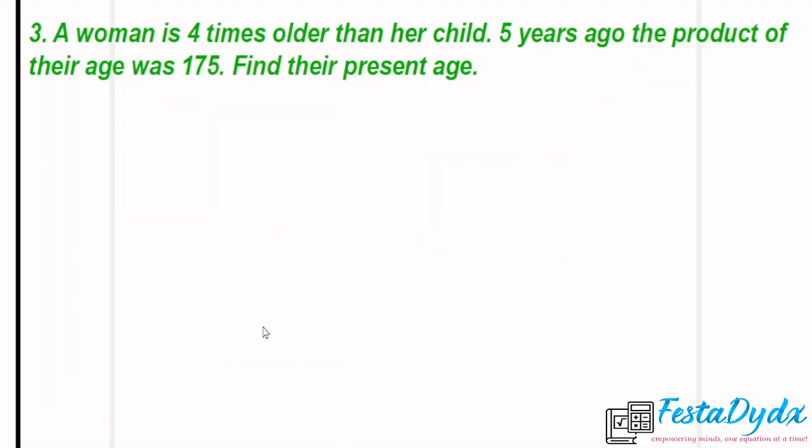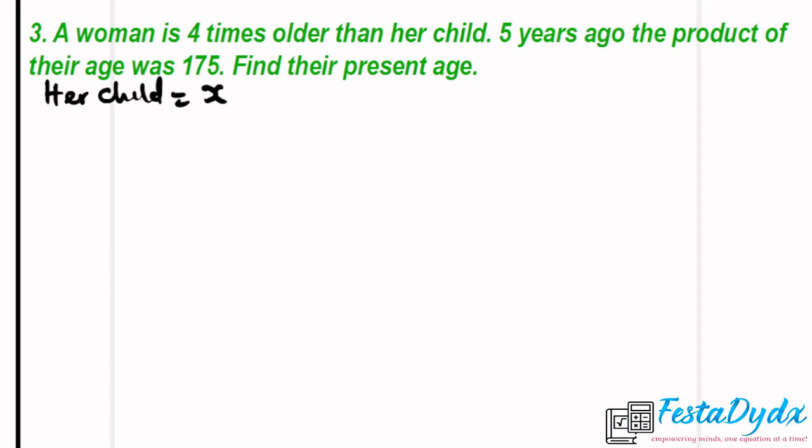For question number 3, we have: a woman is 4 times older than her child. 5 years ago, the product of their ages was 175. Find their present ages. So a woman is 4 times older than her child. The first thing we have to take note of here is, how old is the child? Since she is 4 times older than that child, I'll start by saying the woman's child should be, let's call it x.